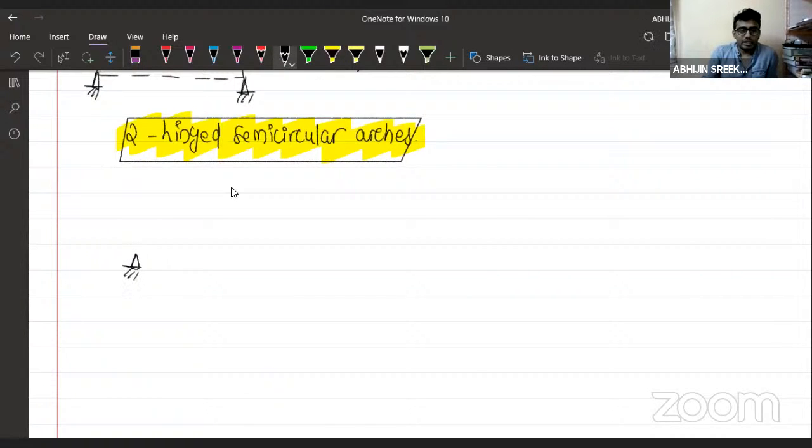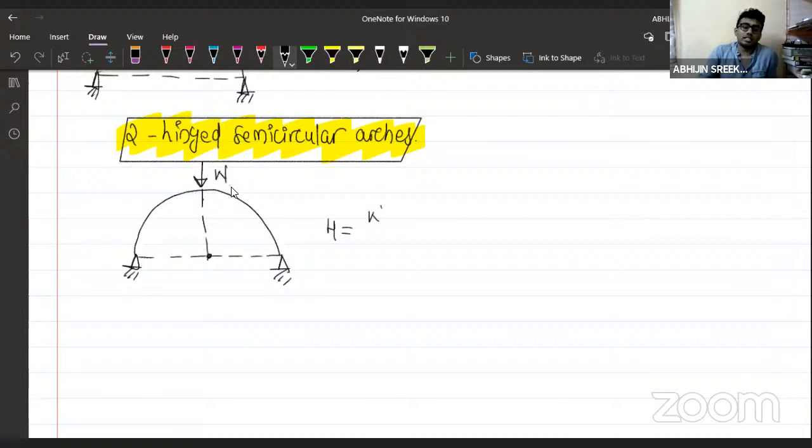First of all, I have a two-hinged semicircular arch just like this, and there is a point load of magnitude W acting exactly at the center. What is the horizontal reaction? Anyone? Exactly, Krishna. Very good. It is W by pi.